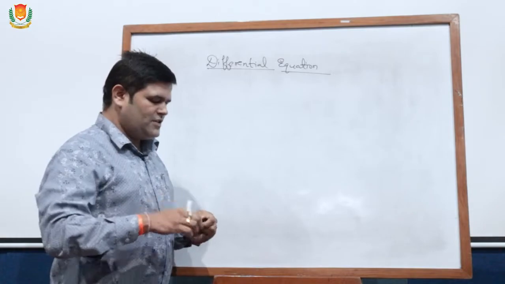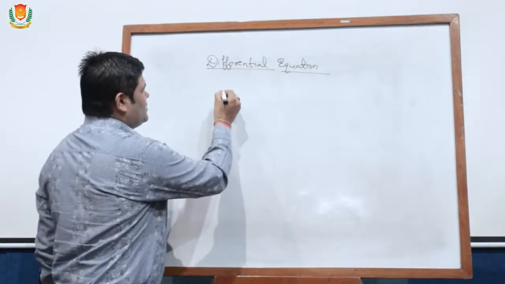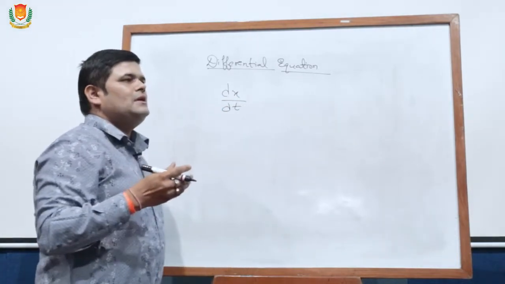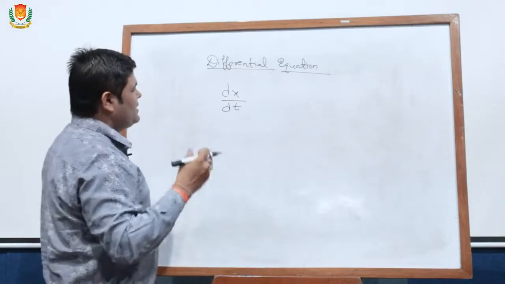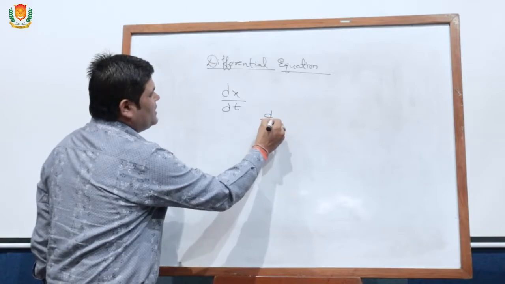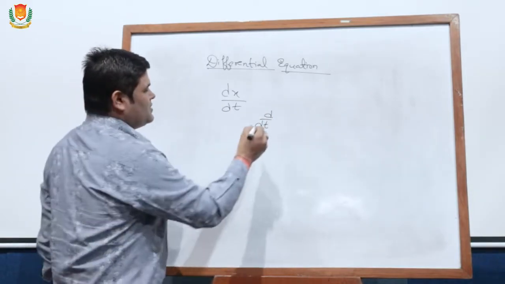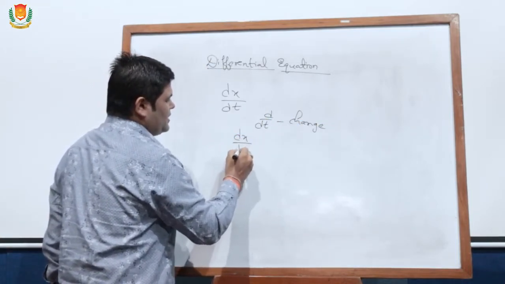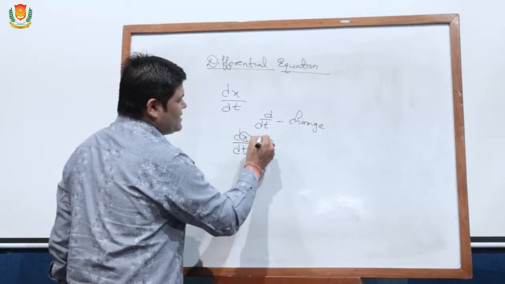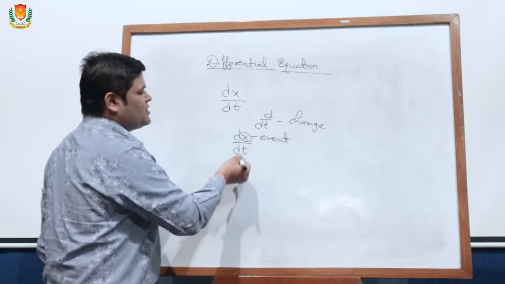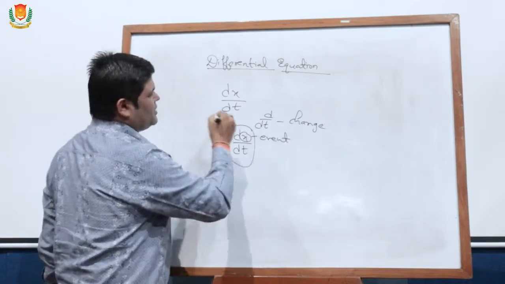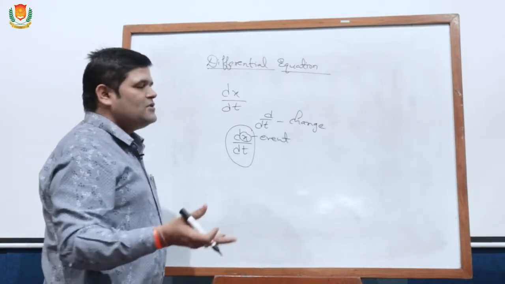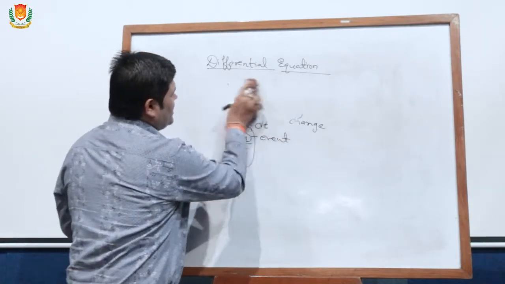First of all, let me tell you what differential equations are. Here is the introduction. We have the derivative dx upon dt, which is the derivative of a dependent variable with respect to an independent variable. Here d upon dt is a change. If x is an event, then the change of that event with respect to time is known as the derivative. The equation which involves dx upon dt, with independent and dependent variables, is known as a differential equation.